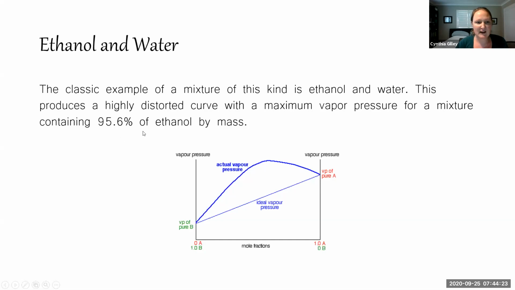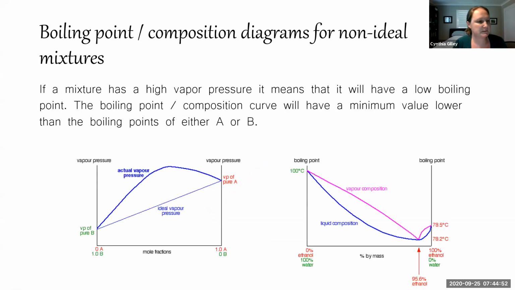Because it's 95.6% ethanol. Ethanol in this case is A because it has the higher vapor pressure compared to water, because it has the lower boiling point compared to water. So the highest vapor pressure actually corresponds to 95.6% ethanol. That's somewhere here on the graph, which would be over here. So it would look somewhat more like this, right, than it's actually drawn. But that was the best graph I could find.